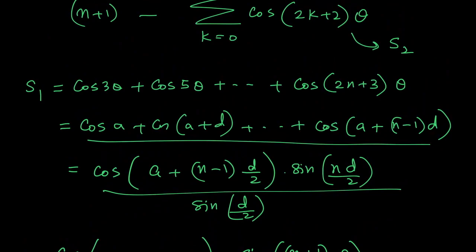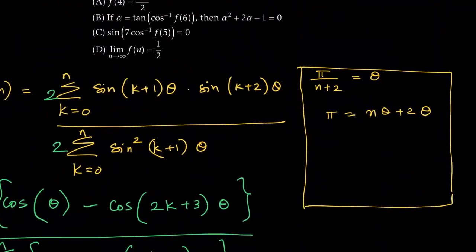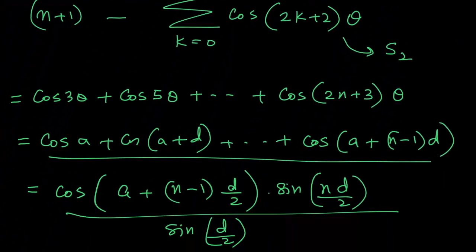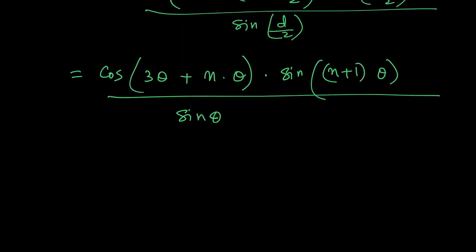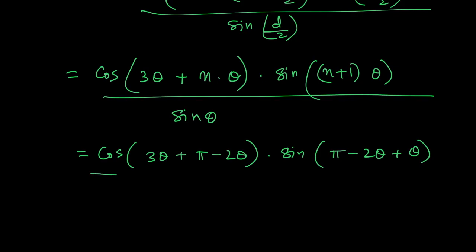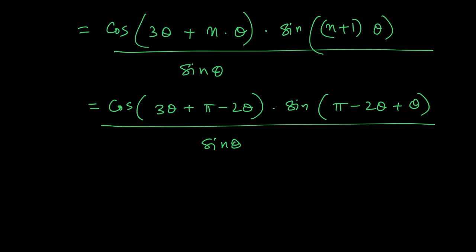Now this n theta can be replaced as pi minus 2 theta. So this is cos of 3 theta plus pi minus 2 theta, into sine of pi minus 2 theta plus theta, divided by sine theta. So sine theta and sine of pi minus theta get cancelled, and what is remaining is cos of pi plus theta. So that comes out as minus cos theta.